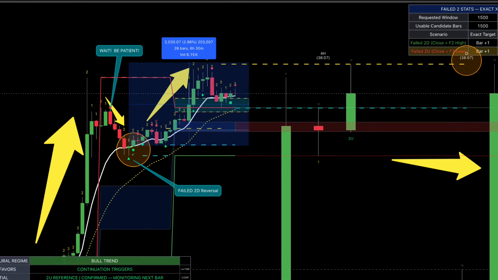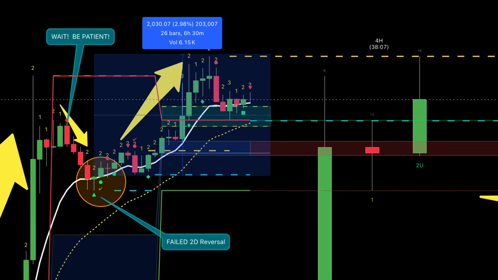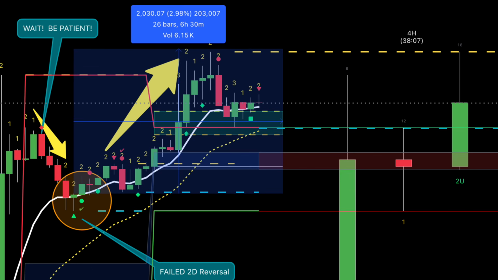And look what happens in this example. The next candle triggers the failed 2-down by taking its high. From there, Bitcoin starts working higher. And now we're back to moving in the direction we wanted in the first place. Upside in a bullish higher time frame environment. That's what makes this setup attractive to me.